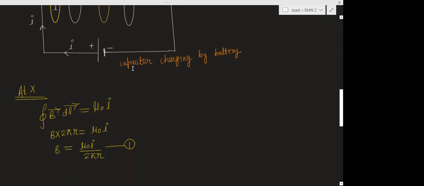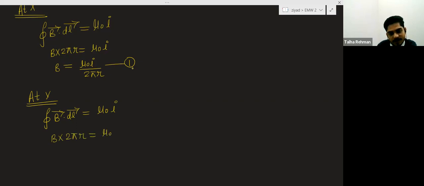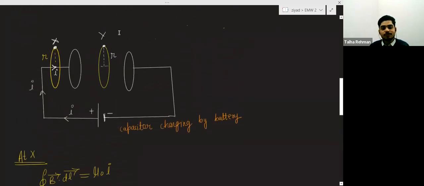Again, at point Y, I will apply Ampere circuital law. B dot dl is equal to mu naught times the current enclosed by the loop. So it will become B into 2 pi r, and mu naught. What is the current enclosed by the loop this time?